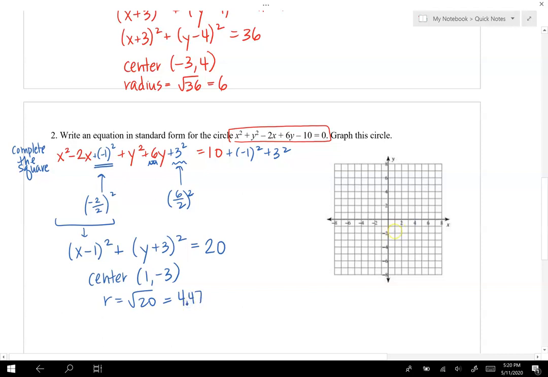So (1, -3) is your center, and then you need your 3 points. So about 4.5 up, down, left, and right. 1, 2, 3, 4.5-ish. Okay? Well, that was a terrible picture. Let me try that again.